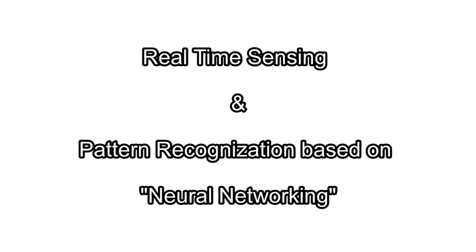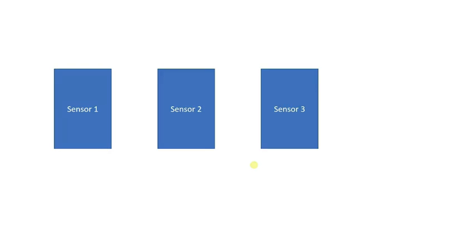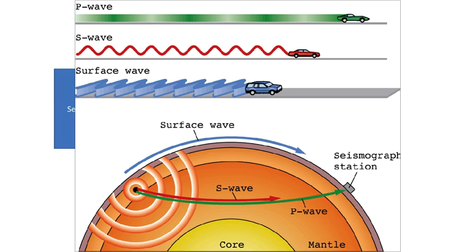Our idea is based on real-time sensing and pattern recognition with our past database as we saved in our server. Here we are placing a grid of sensors, which are actually accelerometers, at about 100 km distance from each other. We know that there are three kinds of waves associated with an earthquake: P waves, S waves and surface waves. Among them, surface wave is destructive.